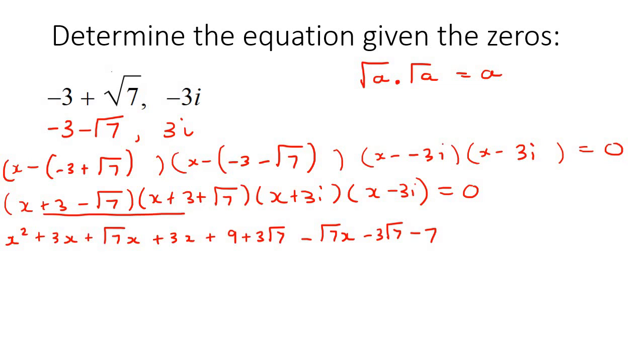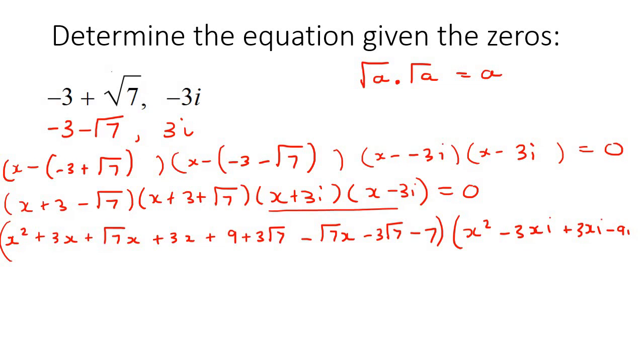Okay, so we've multiplied these two brackets together. Now we're going to multiply these two brackets together using FOIL. So first times first would give us x squared. Then the outers would give us negative 3xi. Then the inners would give us positive 3xi. And then the last times the last would give us negative 9i to the power of 2.